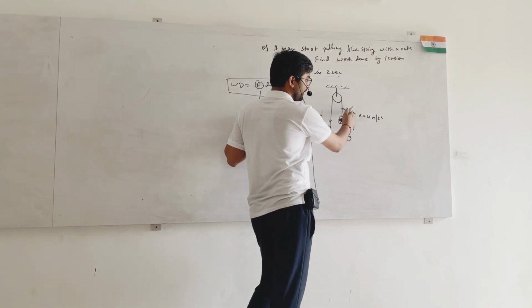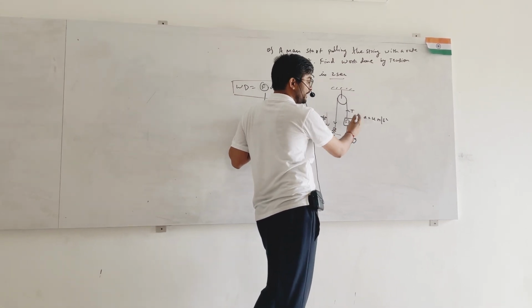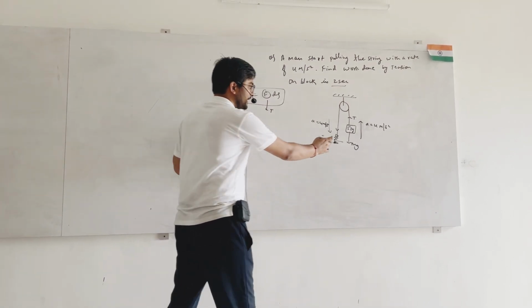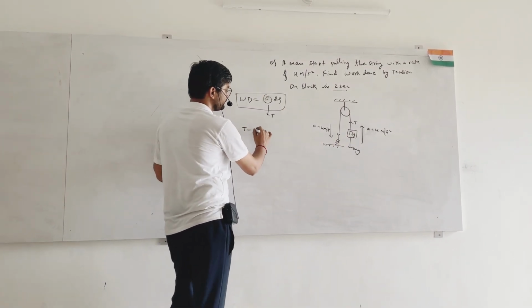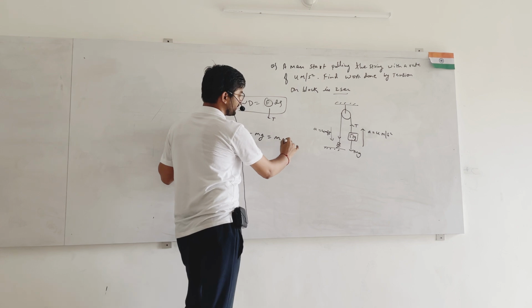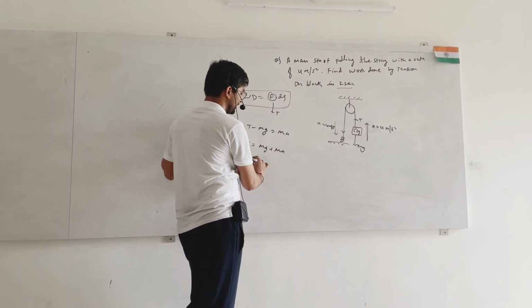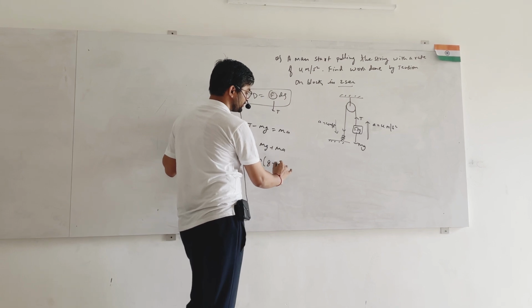Which one is greater, T or mg? T, right? Very good. So what are we writing here? T minus mg is equal to ma. So what is T? T is equal to mg plus ma, that is m into g plus a.